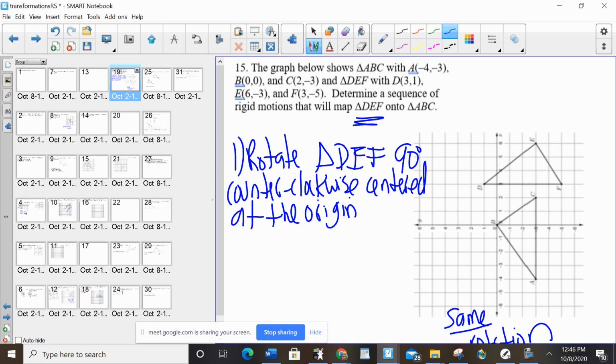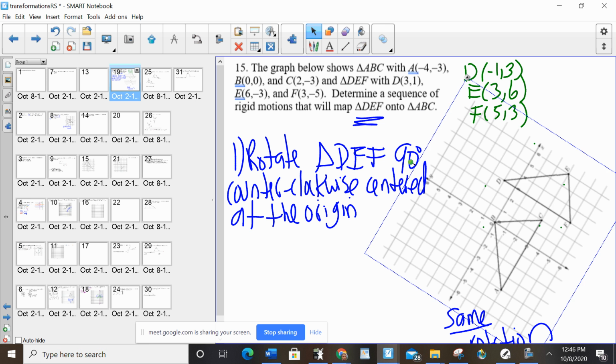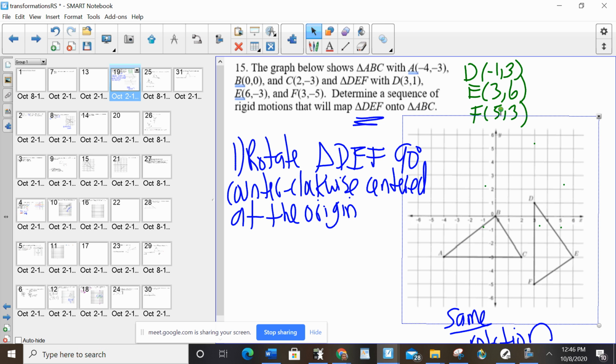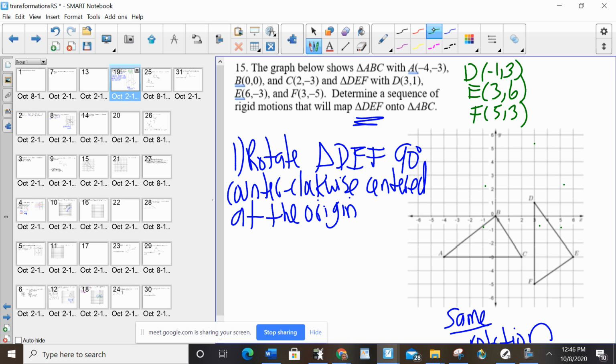I'm going to list my new points. D is now (-1, 3). E is now (3, 6). F is now (5, 3). I turn it back. I plot the points.